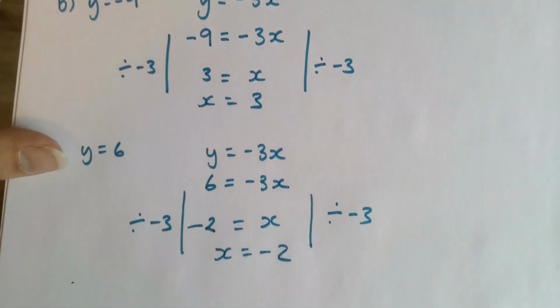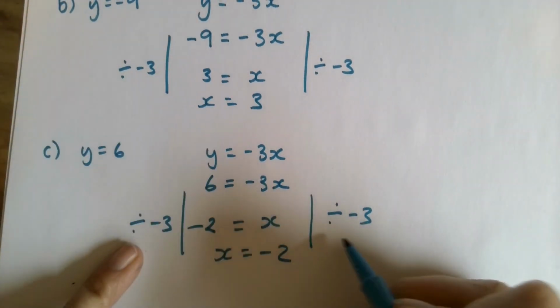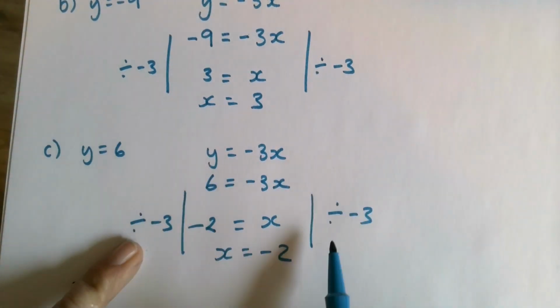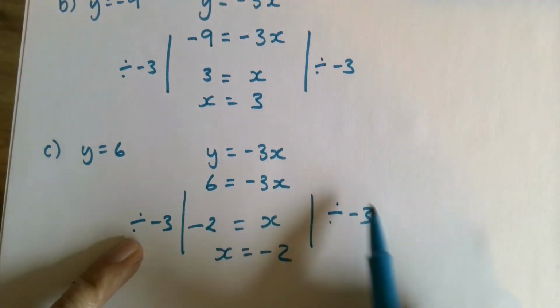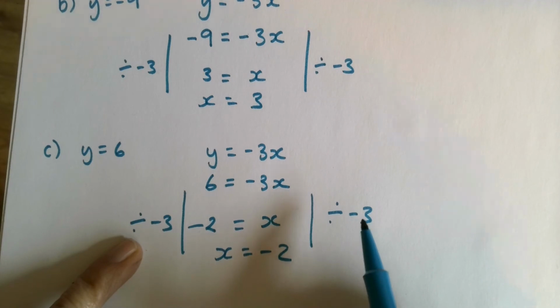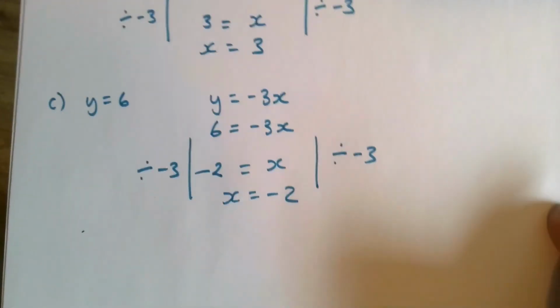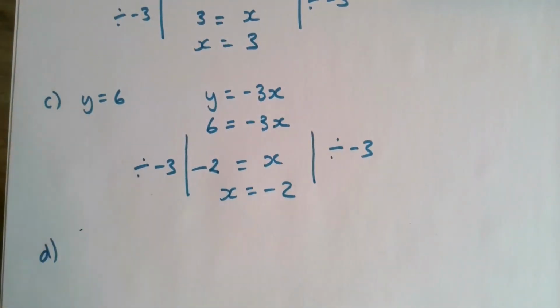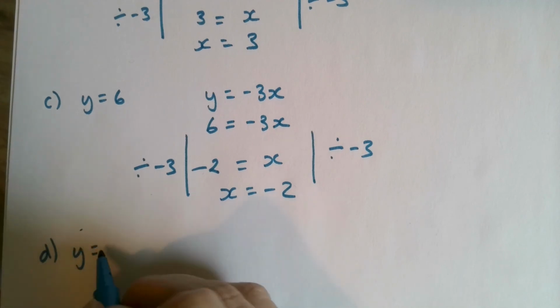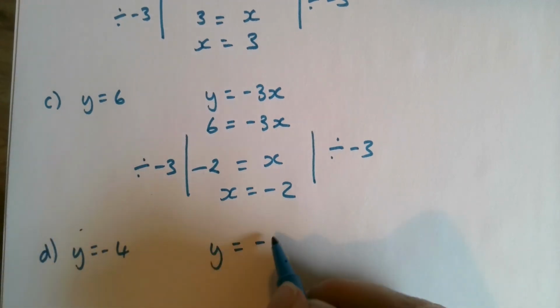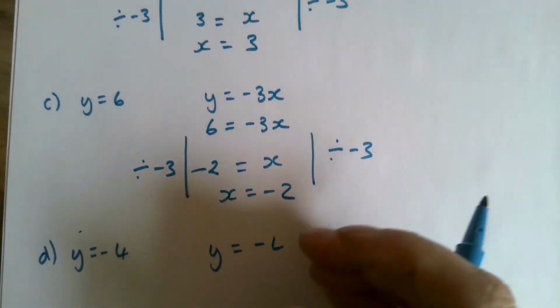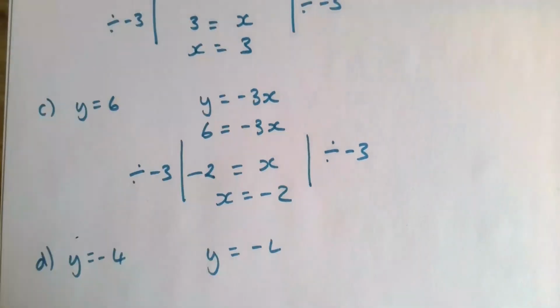So that is the comment that I ended up writing on most of your work, that you've done question 5 wrong. You should have been dividing by minus 3. This is what I was meaning. This is the step where the majority of you have gone wrong. So D then, we're told y is minus 4. Start off with our equation, y equals minus, oh, I wrote it wrong. Y equals minus 3x.